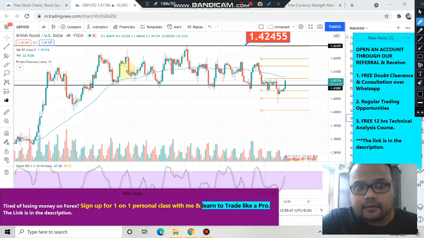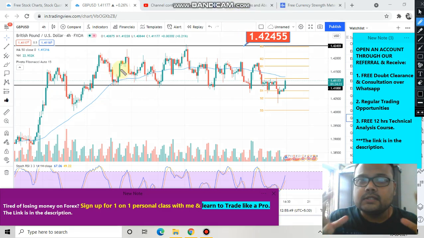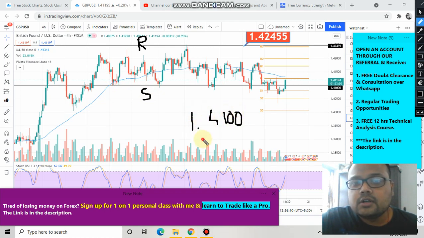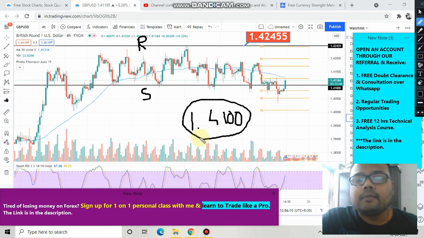See what happened here. As we all know, GBP USD is trading in a narrow range for the last couple of weeks. So things were very obvious for us. We have a resistance here, and one support here, and we all know that whenever it was coming down to the 1.4100 level, the market took support and was bouncing.